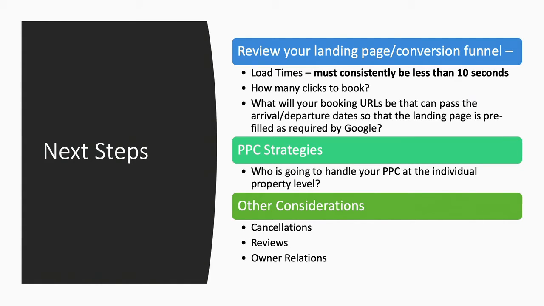So load times, how many clicks to book? Can your URLs handle passing that data back and forth? What would those look like? Who's going to handle your PPC? I can tell you that most channel management companies don't have PPC teams waiting to help you with this. They might be working on it, strategizing about it, but even the company that you might use today isn't familiar with hotel ads and how this particular pay-per-click works. So this is something that you really need to start researching.